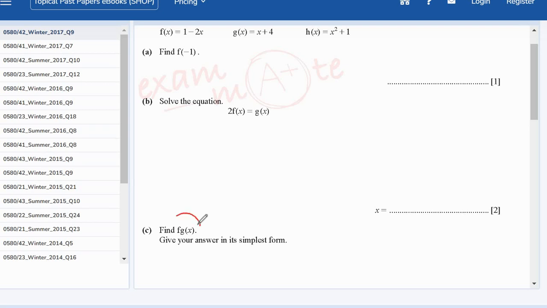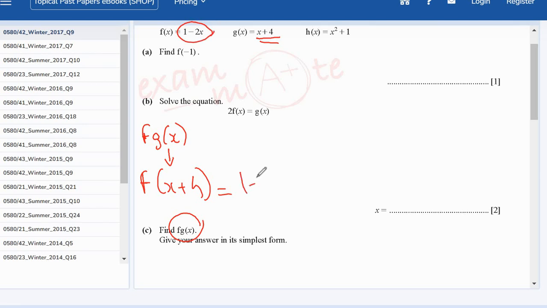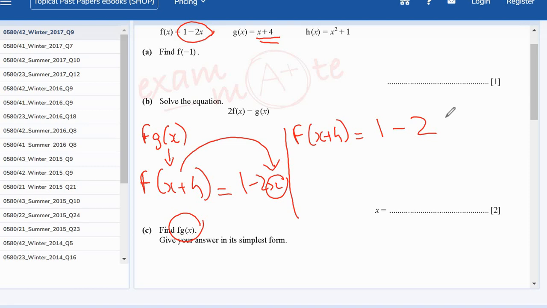So now we have fg of x. Many students get confused. You don't need to get confused at all. So first of all, f g of x. So f, instead of writing g of x, what is g of x equals to? x plus 4. So in brackets, write x plus 4 is equals to f of x, right? 1 minus 2x. So now f bracket x plus 4 is equals to 1 minus 2, and in place of x, you will write what we have written over here in the bracket. So make brackets and write x plus 4.